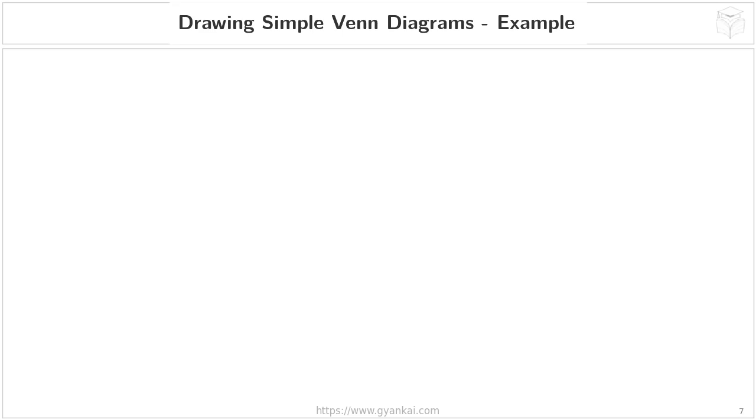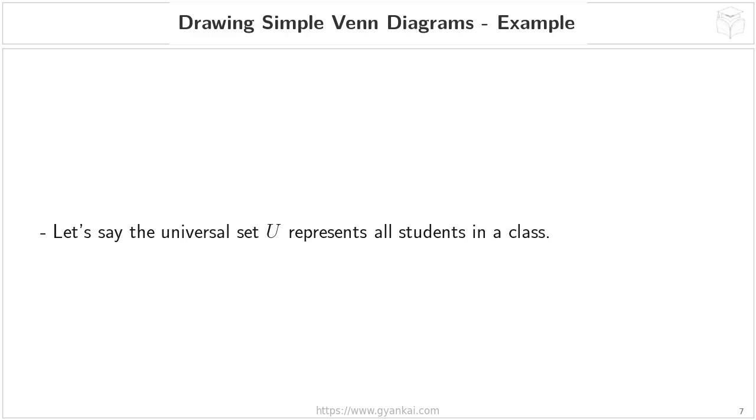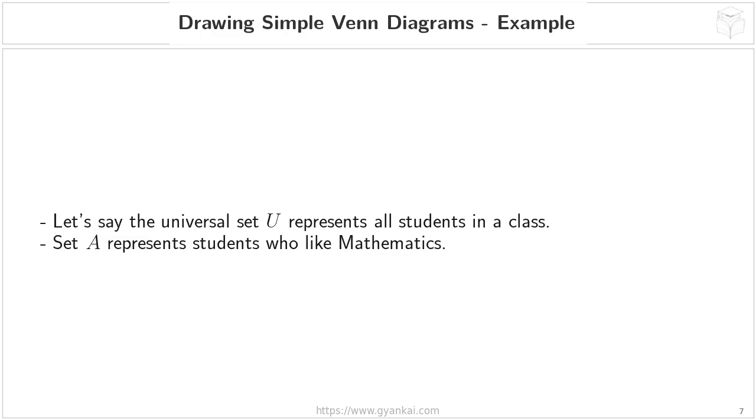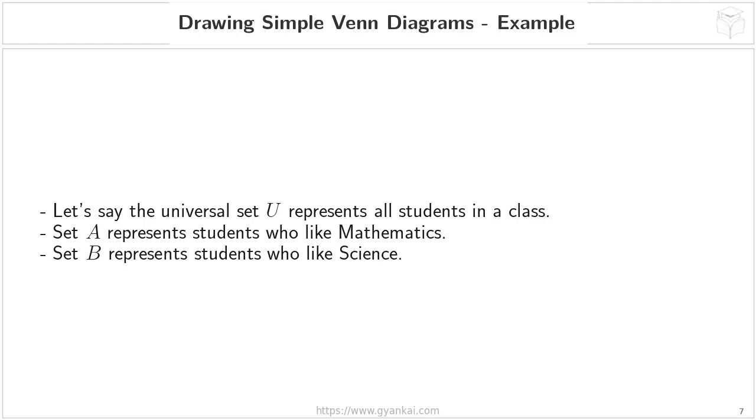Drawing simple Venn diagrams, example. So, let's say our universal set, which we denote as U, represents all the students in a class. Imagine we're surveying this class about their favorite subjects. Now let's define our sets. Set A will represent the students who like mathematics, and set B will represent the students who like science. Remember, we use capital letters to denote sets.